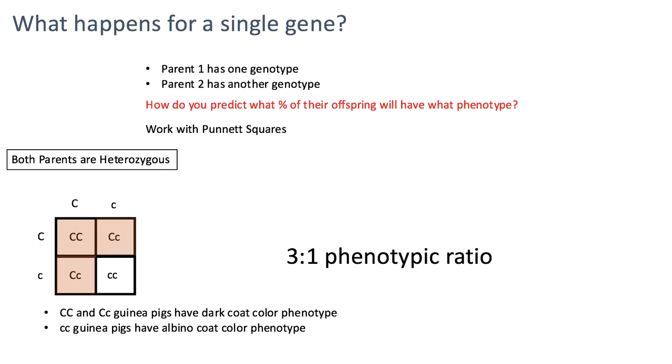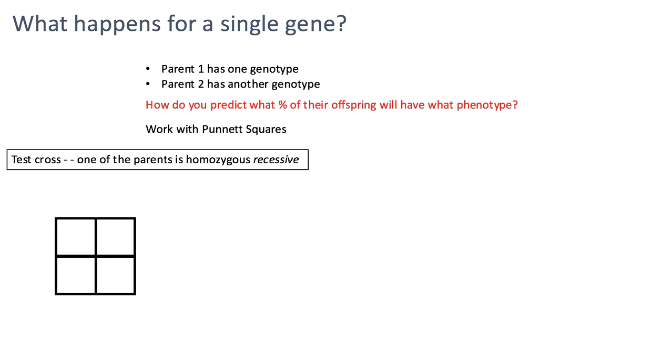This ratio is characteristic of a single gene cross where both parents are heterozygous. Recognizing this 3-to-1 ratio is key to solving this practice problem and other ones like it. Let's look at a couple more phenotype ratios that you get when considering a cross involving a single gene.